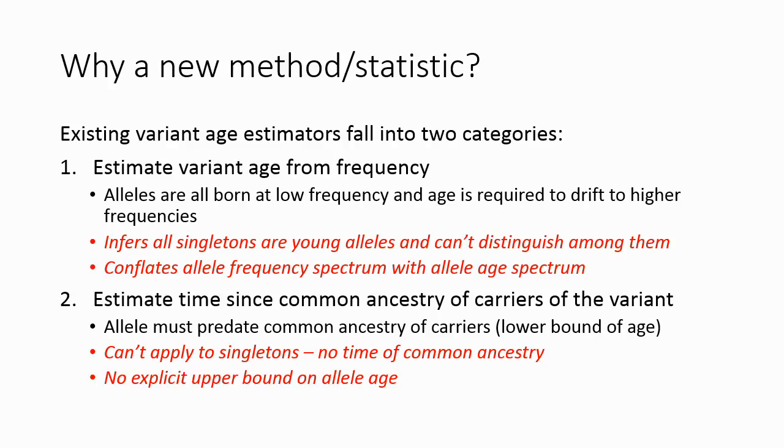There's another group of methods that work by estimating the time to most recent common ancestor of all the individuals that share the allele. This is really an estimate of the lower bound on the mutation, which must have occurred prior to the ancestor of all these individuals to be inherited by all of them. There's no real explicit upper bound on these methods, but they're also completely inappropriate for addressing singletons.